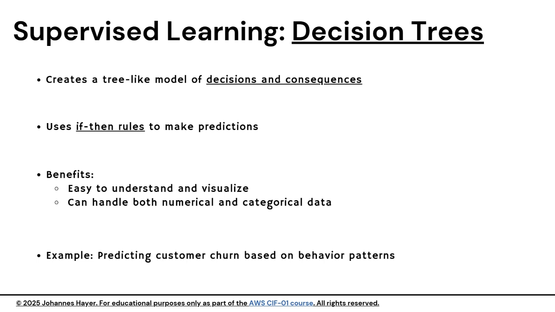Each branch in a tree represents a decision point, leading to a different outcome. And what makes decision trees particularly valuable is their transparency. You can literally see how the model makes its decision by following the path from the root to the leaf. And this makes them excellent for situations where we need to explain our model's reasoning.